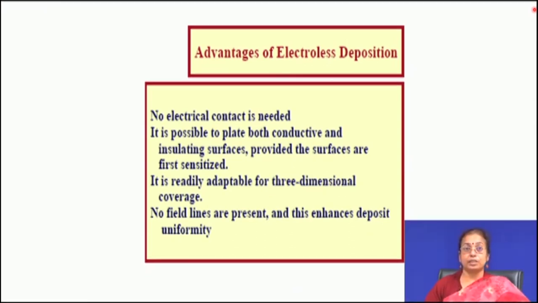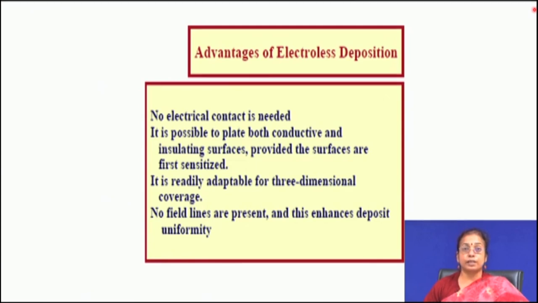So if you are interested in electro deposition on non-conductive material, or on metals which are otherwise difficult to use as electro deposition substrates, you can first do electroless deposition of a thin nickel or copper layer. Then if you use it as the substrate for subsequent electro deposition, your deposition rate becomes very high. It is readily available for 3-dimensional coverage, there are no field lines present, and the deposition is almost uniform.